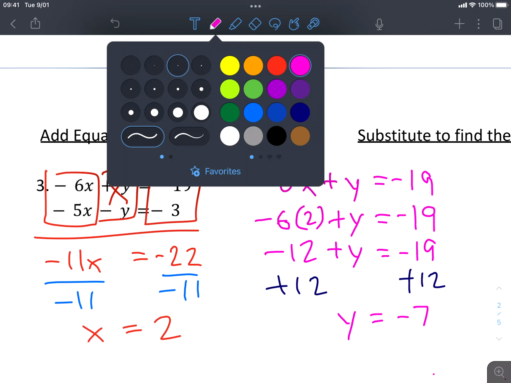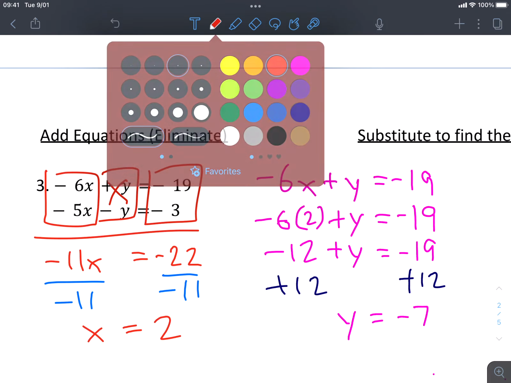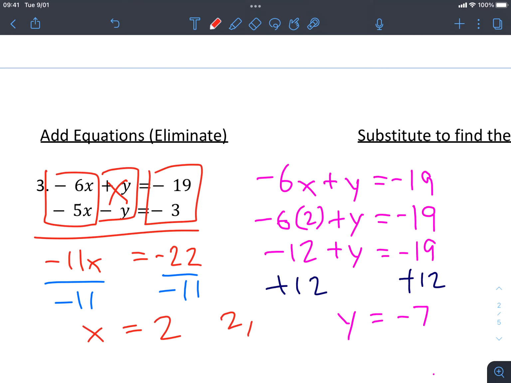So our final point is 2, negative 7. And you could pick your second equation if you'd like, and you're going to get y is equal to negative 7 as well. So that's it. You're finding the points where they intersect.